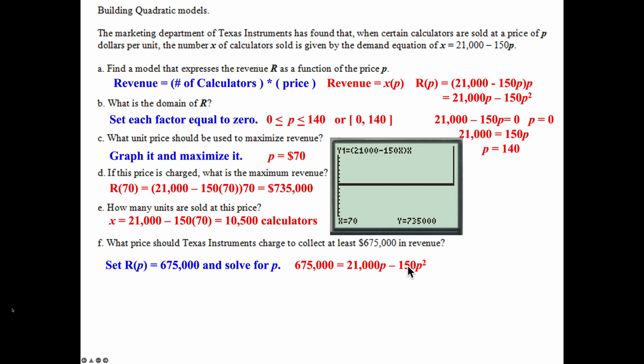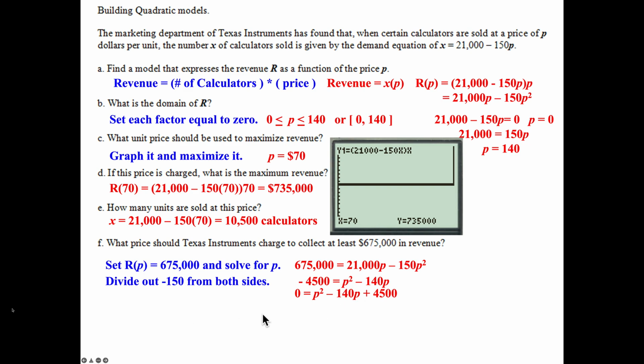So let's go ahead and divide it out by negative 150. I get negative 4,500 from my calculator equals, now because I divided by negative 150, that makes this a positive p squared. And 21,000 minus the negative 150 makes that a minus 140p. Let's set it equal to 0. Let's add the 4,500 over to the right, and let's factor this.